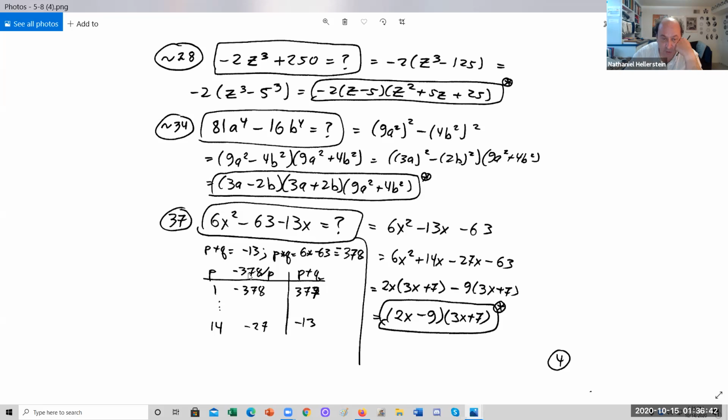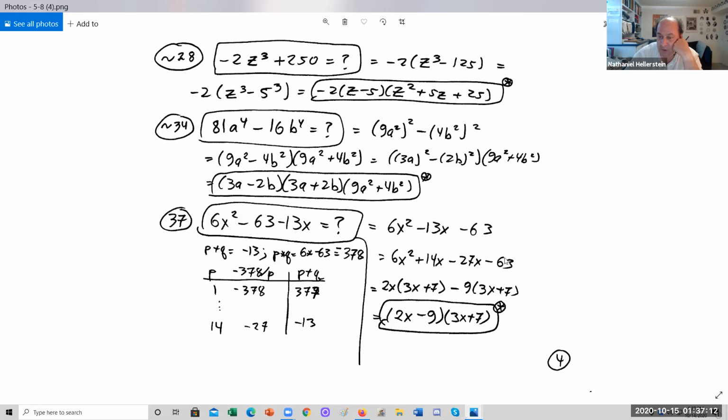And okay, you look through the factors of negative 378. And after enough searching, 14 and negative 27, which sum to negative 13 as required. So the negative 13x is 14x minus 27x. 6x squared plus 14x have a common factor of 2x. Dividing 2x into 6x squared gives you 3x. Dividing 2x into 14x leaves us 7. 2x times 3x plus 7.